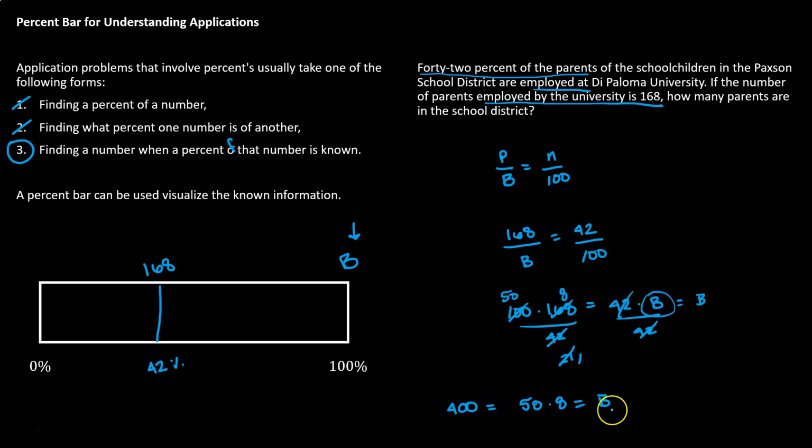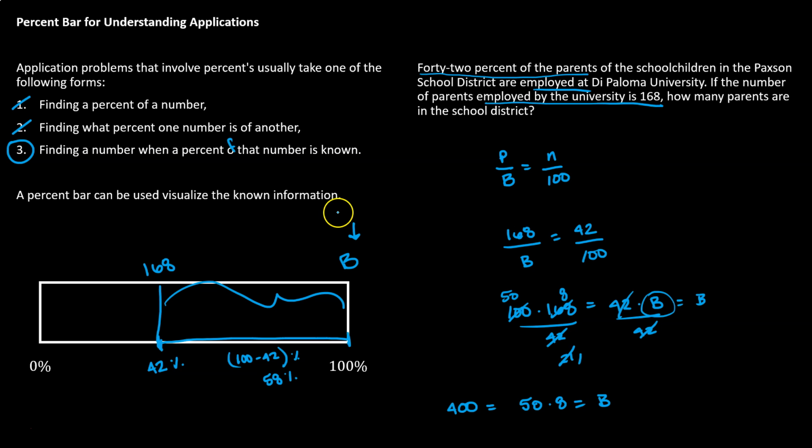Now, let's check that we agree with that. If 42% is 168, then the rest would need to be 100 minus 42%. So from 42% up to the rest, that would be 100 minus 42%. It's 58%.